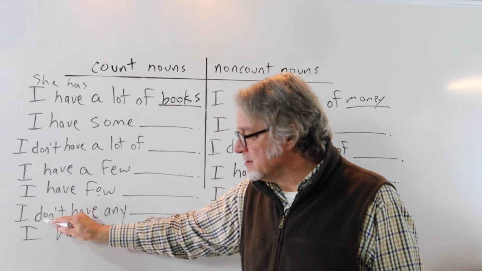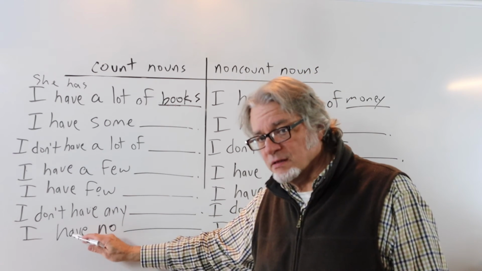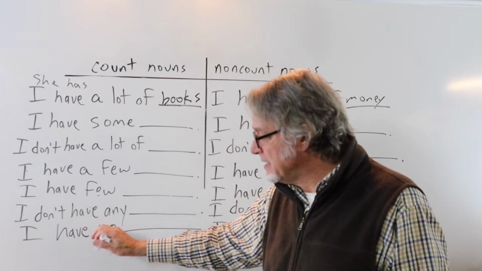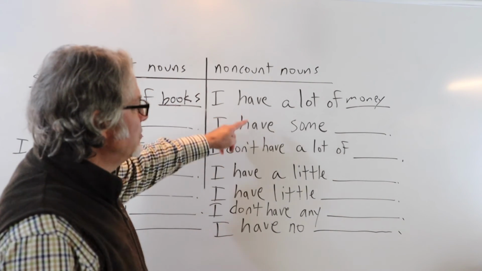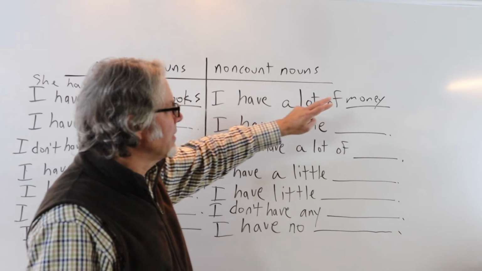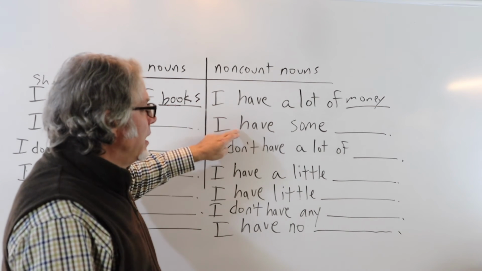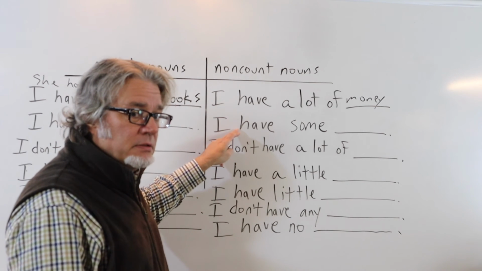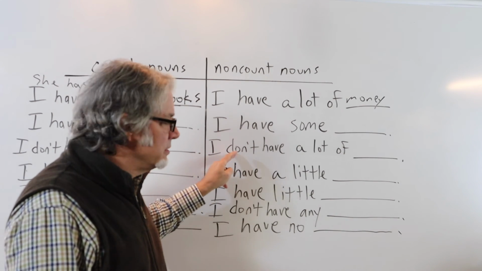Here's the negative helping verb with have, and here's the verb have. It's affirmative, and then no. For non-count nouns, we can use a word like money. I have a lot of money. I have some money. I don't have a lot of money.